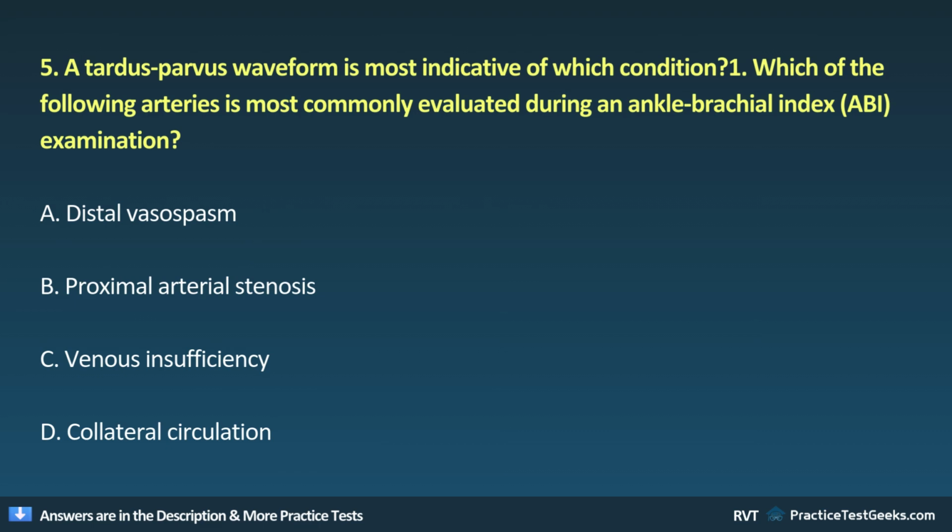5. A tardus parvus waveform is most indicative of which condition? A. Distal vasospasm. B. Proximal arterial stenosis. C. Venous insufficiency. D. Collateral circulation.